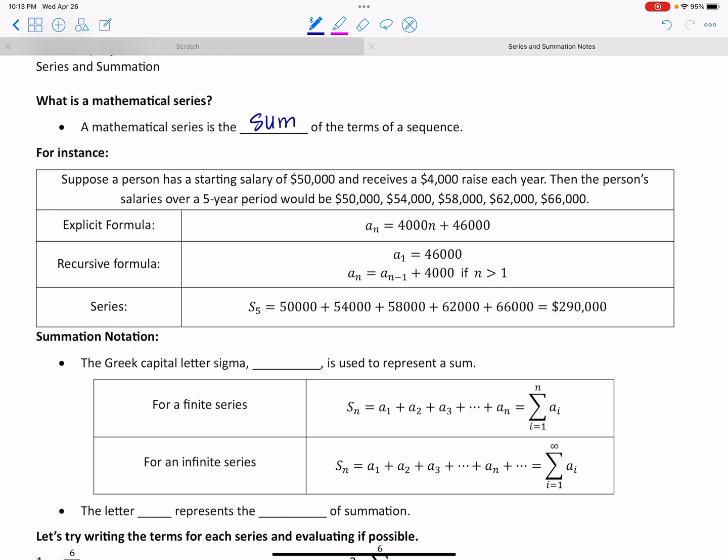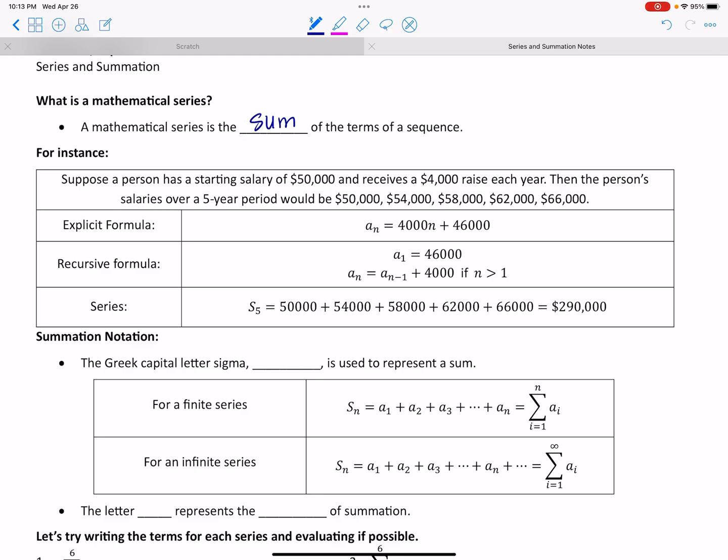So suppose that a person has a starting salary of $50,000 and receives a $4,000 raise each year. Then the person's salaries over a 5-year period would be, starting at 50,000 and then increasing by 4,000 each year: 54 in the second year, 58 in the third year, 62 in the fourth year, and 66 in the fifth year. And if this person were to continue working for this company and continue getting those raises, we can continue making that mathematical list, that sequence.